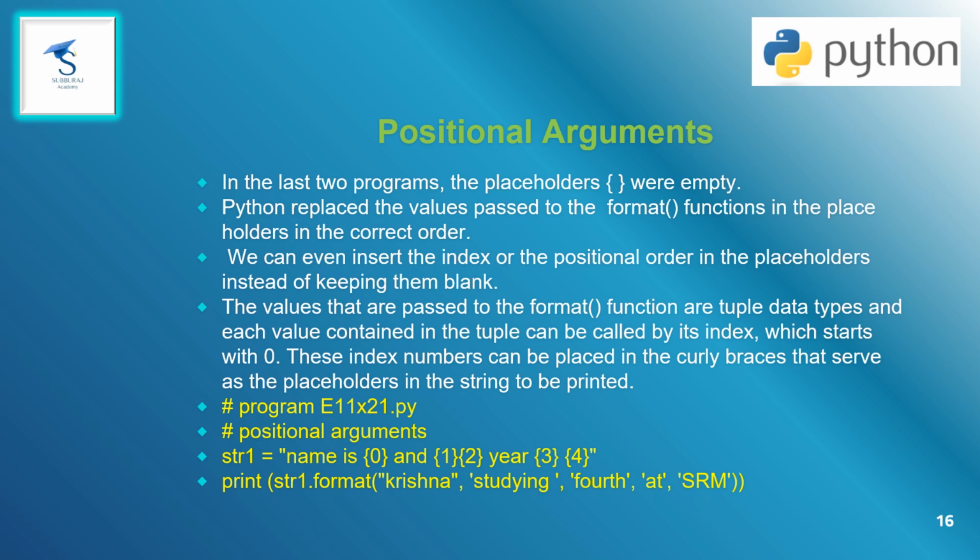With the str1, name is 0, that is the 0th index, and 1 is the first index, then second index, year, third, fourth. Print str1.format: Krishna is 0, 1 is studying, 2 is fourth, 3 is at present SR. Suppose you change this and put 1 here. What will come? 1 will be studying. It will print studying. So this is more flexible. These are called positional arguments in the format statements.